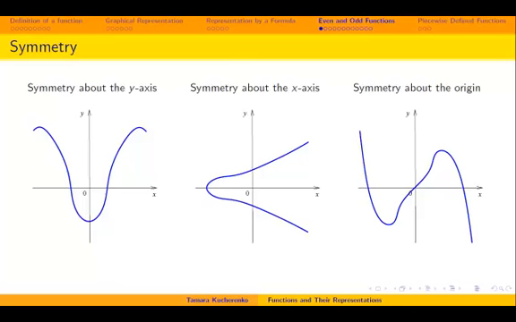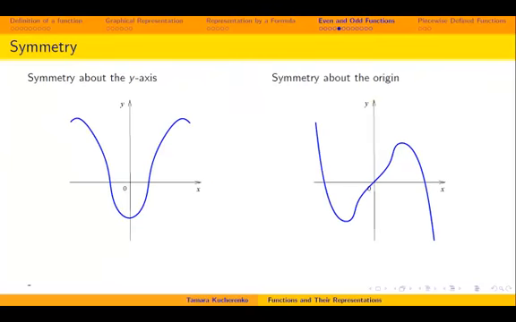However, if you look at the middle picture and apply a vertical line test, you see that this line intersects the curve in 2 points. Therefore, this curve does not represent a function. Since the symmetry about the x-axis is not possible for graphs of functions, we concentrate our attention on the other two symmetries.